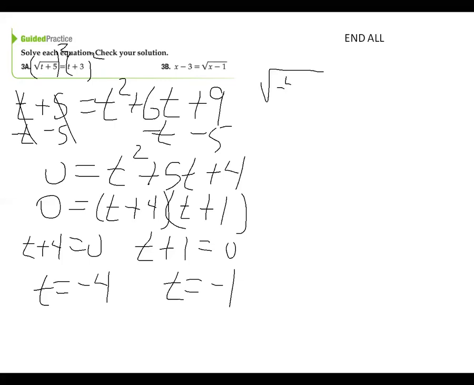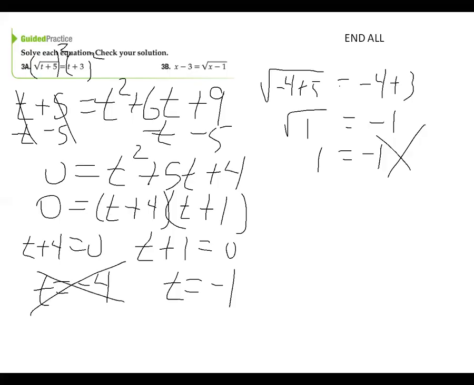So negative 4 plus 5, does that equal negative 4 plus 3? Well, I get square root of 1 equals negative 1. So 1 equals negative 1. No. So that means negative 4 is an extraneous solution.